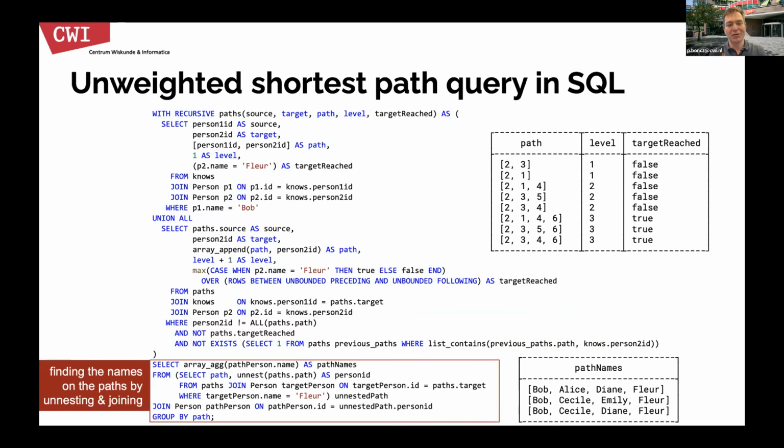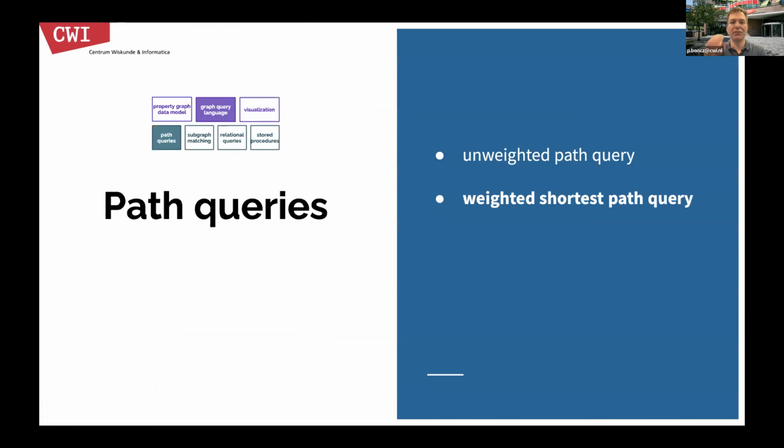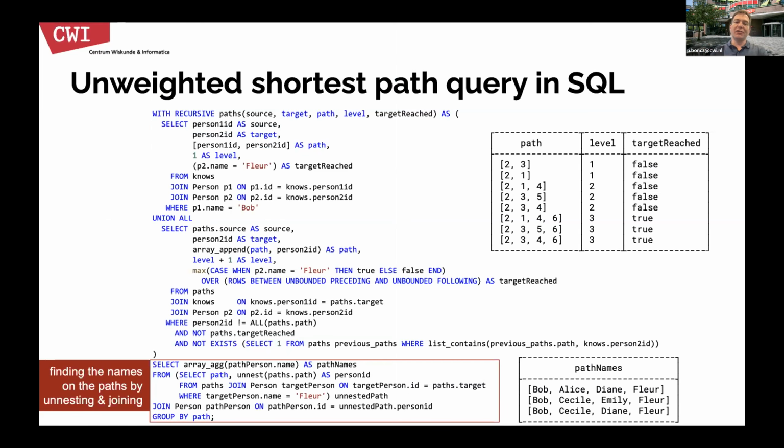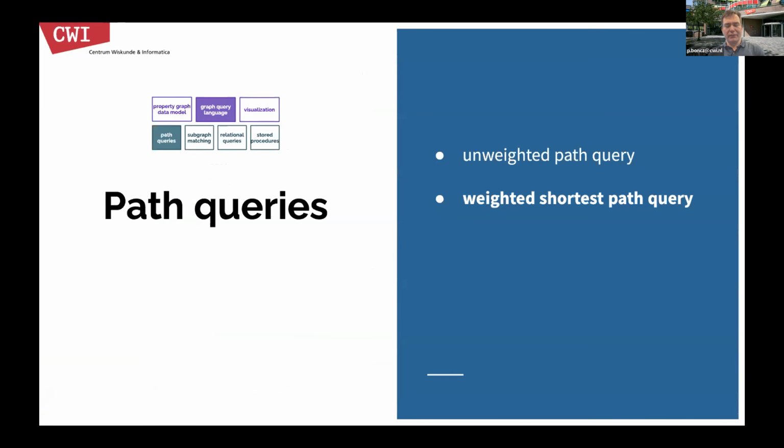You then again have to join this back to the person table to find the names and actually get a meaningful path out of this, or extract the path. Because if you would look at the paths table, not all paths in there actually lead to Fleur. Only the ones that finish at position 6, of which there are 3, as we already saw, would be the paths you would be looking for. So this is definitely not for the faint-hearted, and yeah, I don't think we can call this usable from the SQL side.